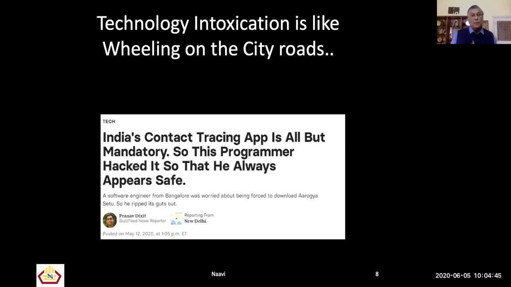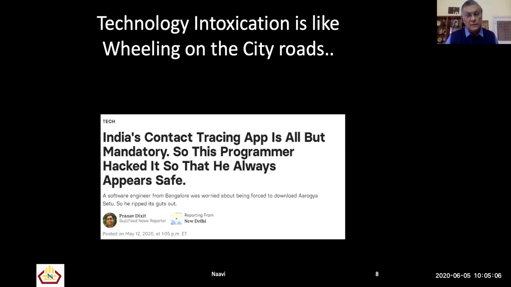Now, if by hacking into this, he has shown a green for his status of COVID, then he is allowed to come to the employment scenario. And let us say he is unfortunately one of the persons who has COVID. Then he has infected somebody else.